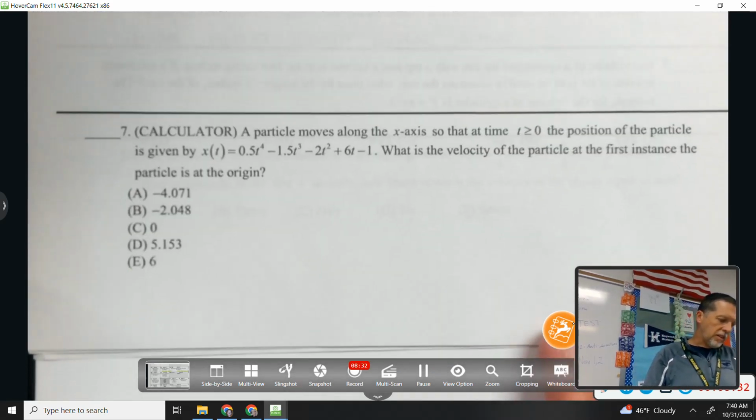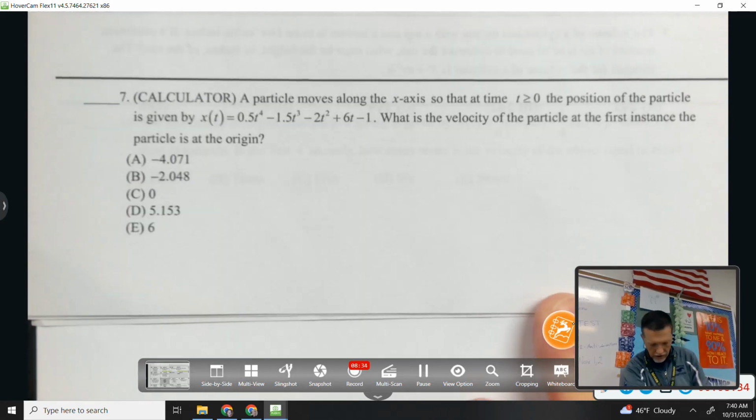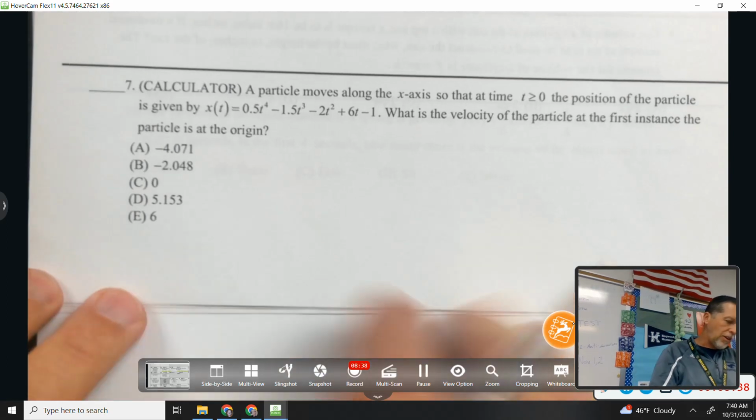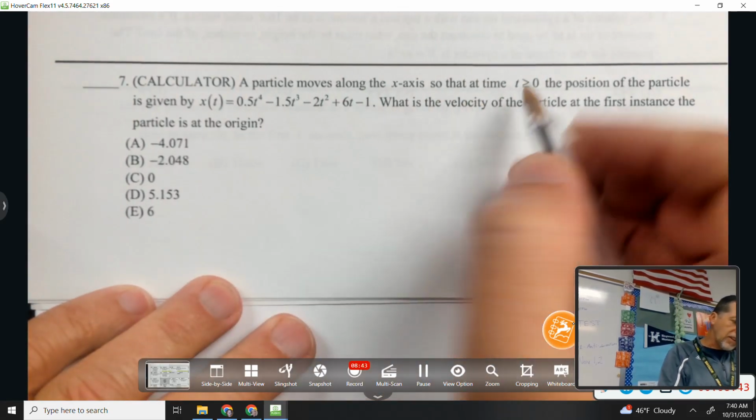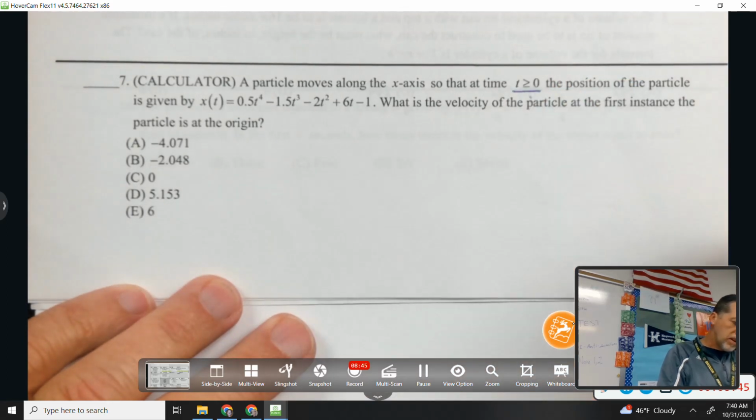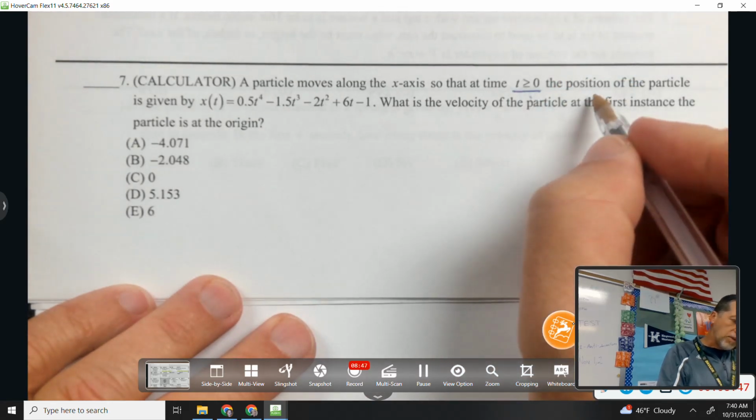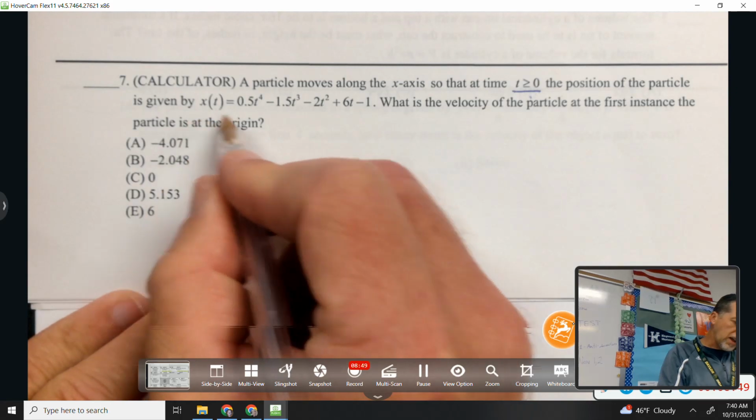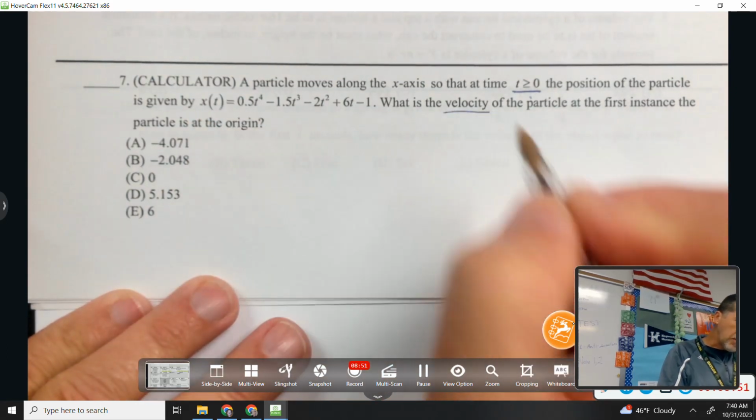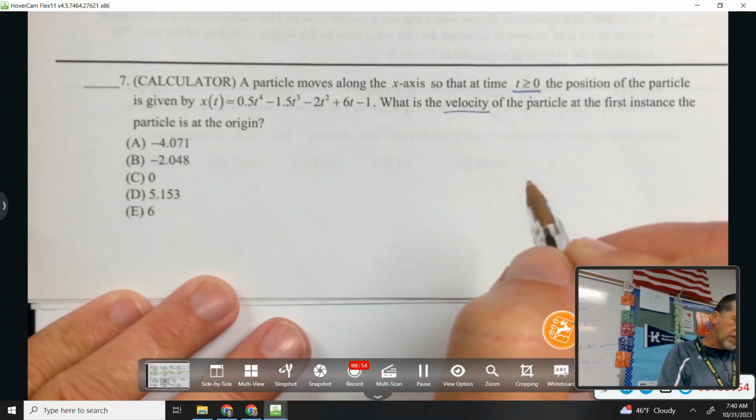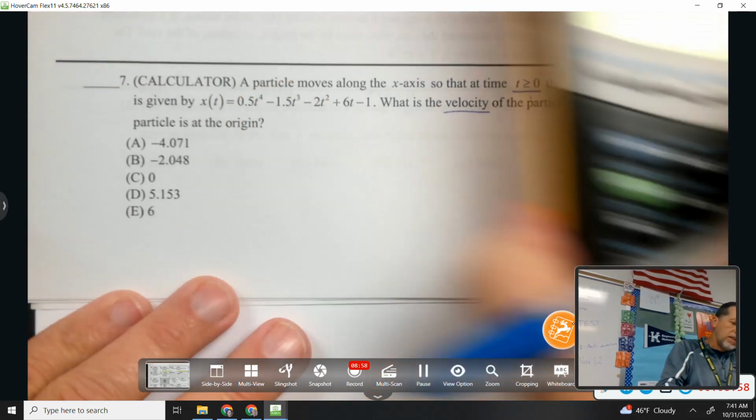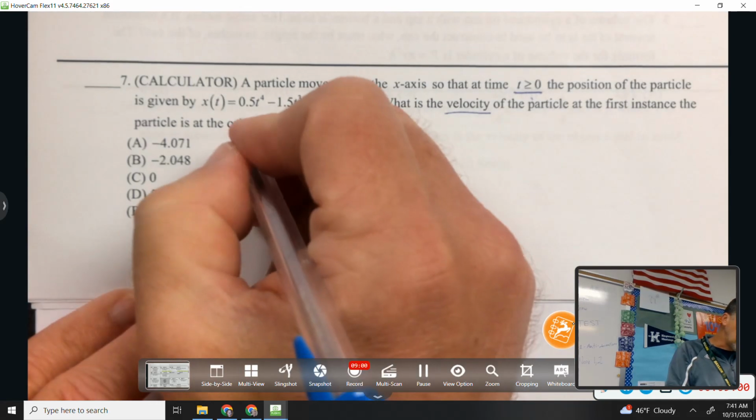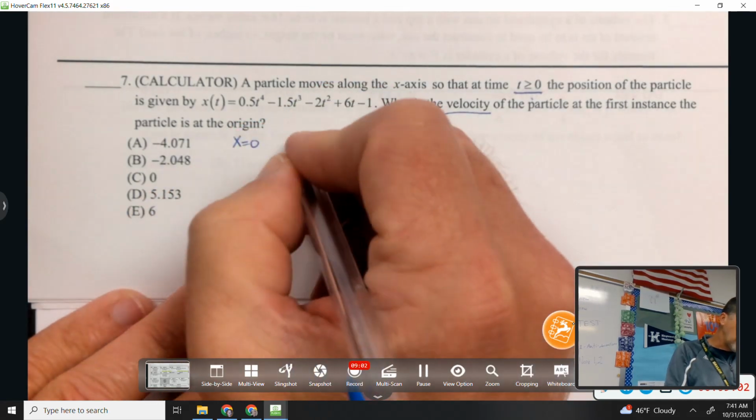Number 7. Well, calculator. So, no promises on how pretty the numbers are on this one, as you can see from the answers. A particle moves along the x-axis so that time is greater than 0. The position of the particle is given by this. What is the velocity of the particle at the first instance the particle is at the origin? Okay, well at the origin that would mean x equals 0.